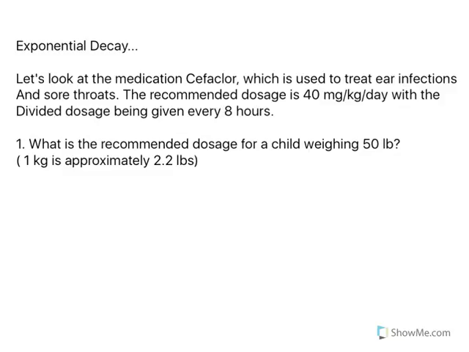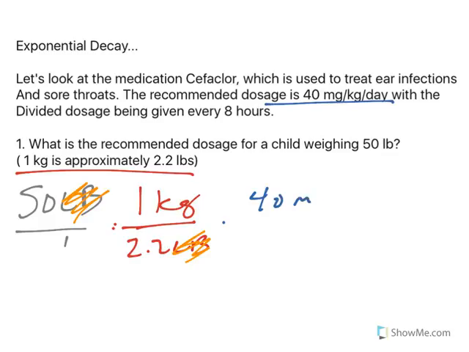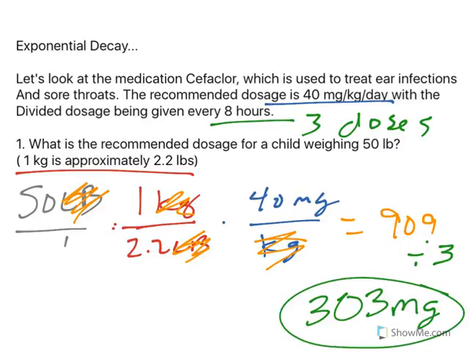Well, if you weigh, as a child, 50 pounds, we're going to use the given approximation that 2.2 pounds is 1 kilogram. So that gets me out of pounds into kilograms. And then we know the dosage is 40 milligrams per kilogram. So that gets me into milligrams. Now that's going to give me an answer of approximately 909. But it says you're given it every 8 hours. That means 3 doses. Divide this by 3, and you have 303 milligrams of cefaclor in each dose.